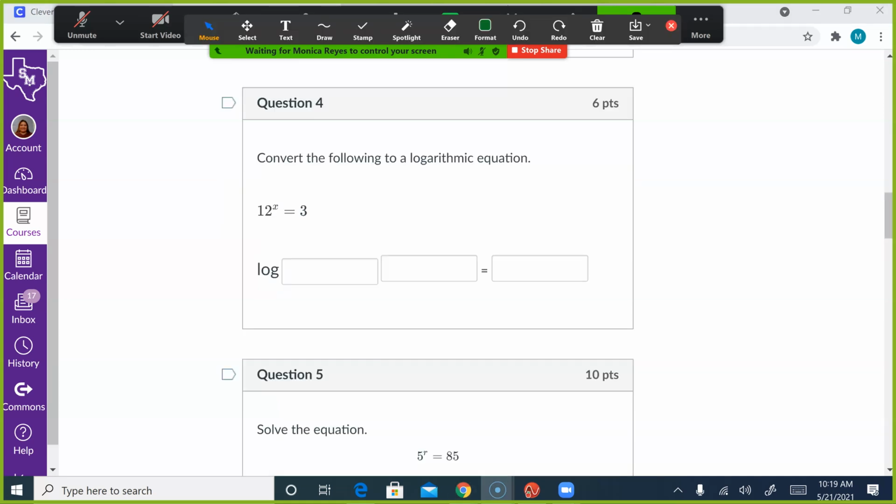Okay, so 4, 5, 6, and 7 are all the same type of problem. We're going to do 4 and 7, because for 4, we have to convert it, not solve it, we're just converting it. And then 7 is a multi-step one, so I'm going to do that one with you. But then 5 and 6 you can do on your own.